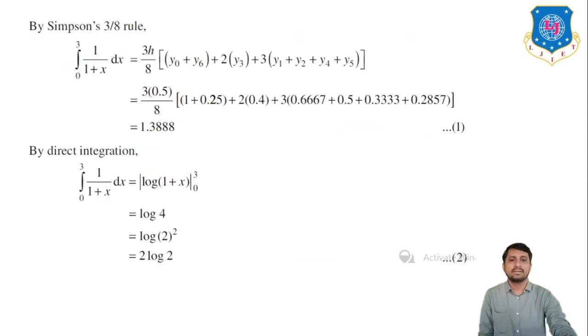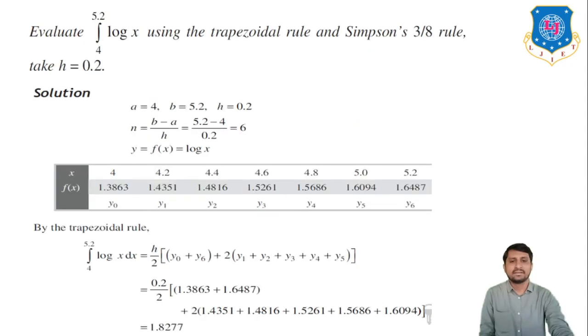Let's see, 3h by 8, y0 plus y6, plus 2 into just y3 and all remaining entries, right? And the final answer is 1.3888.